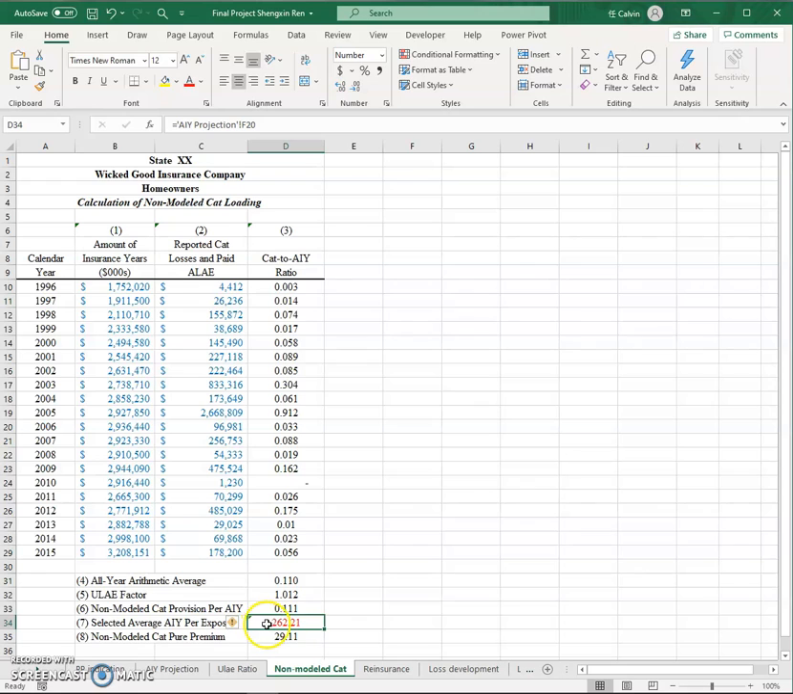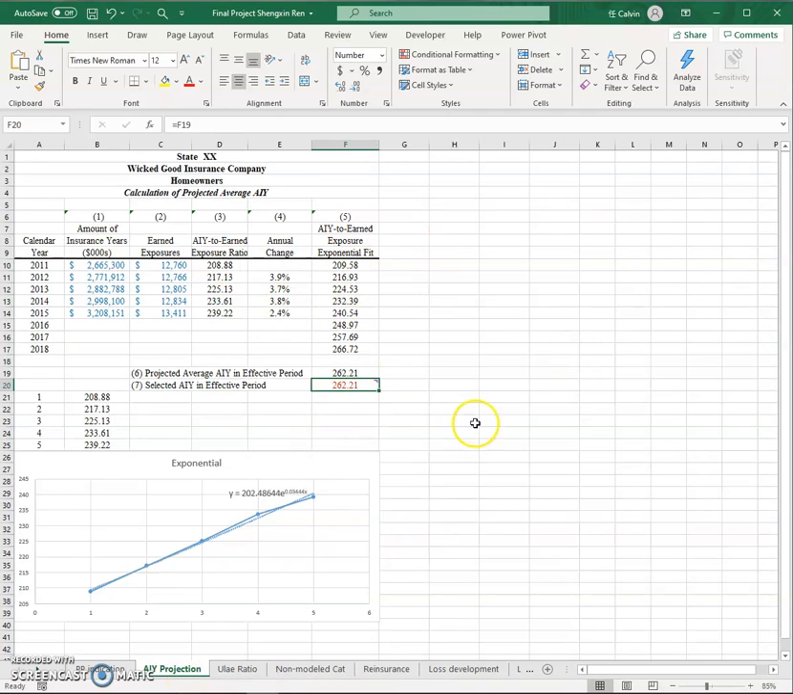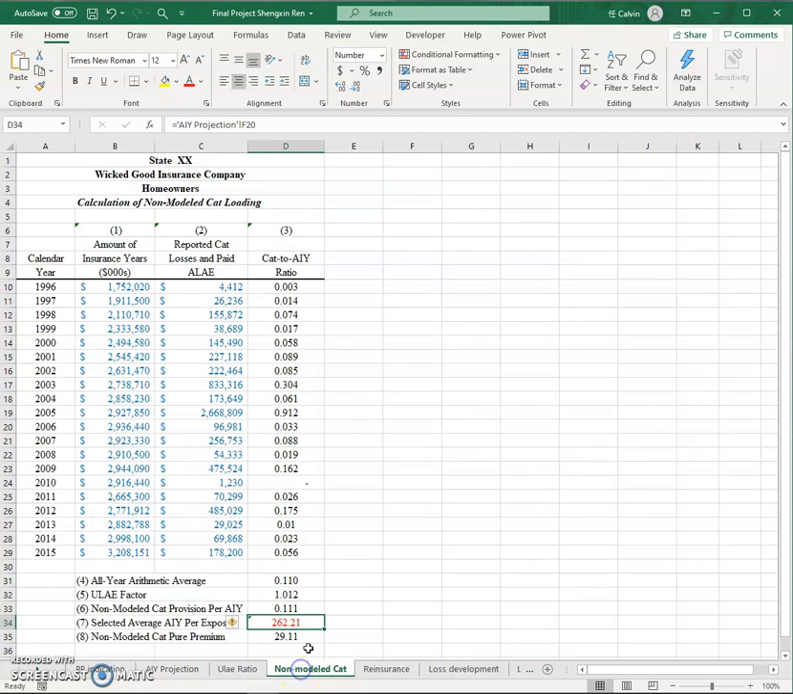And the selected average AIY per exposure, we also calculate it in this worksheet right here, 262.21. Same number here. And then we can figure out the non-modeled cat pure premium. Use the non-model cat provision per AIY times the selected average AIY per exposure. We'll get the non-model catastrophe pure premium.